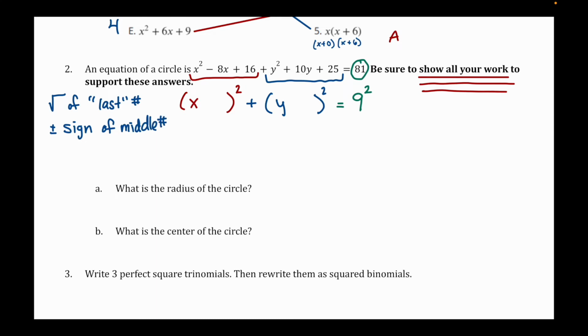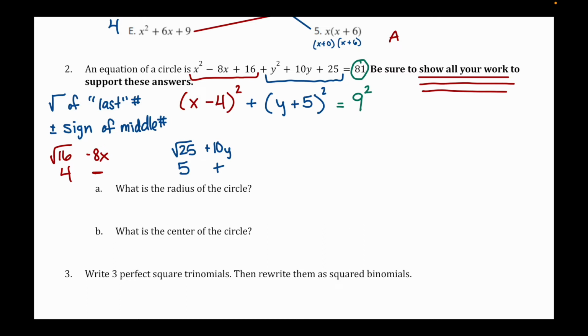So what we're going to do for each of these is we're going to take the square root of that 16. So for the red stuff, we're looking at the square root of 16, and then we're looking at negative 8x. The square root of 16 is 4, and then the sign here is a negative. So we should have minus 4. And then if we do the same thing for the y portion, we're looking at the square root of 25, and we're looking at plus 10y. So this is going to be 5 and then positive. So this should be plus 5. And that's how I would narrow down each of those things.